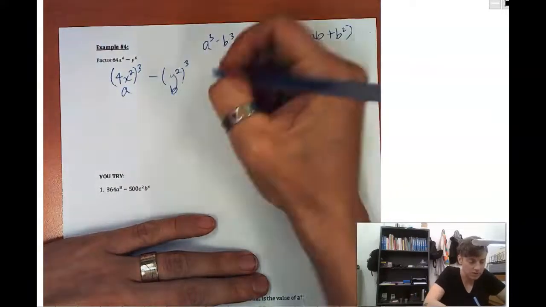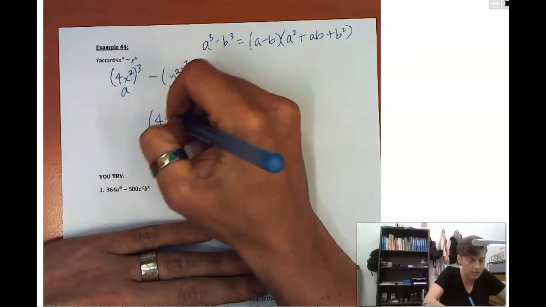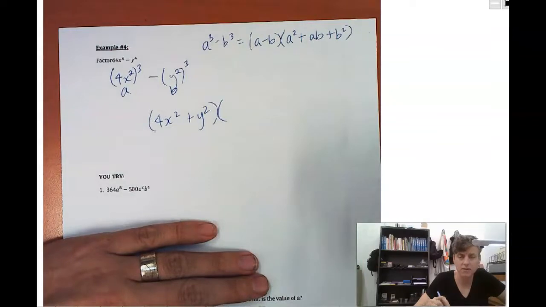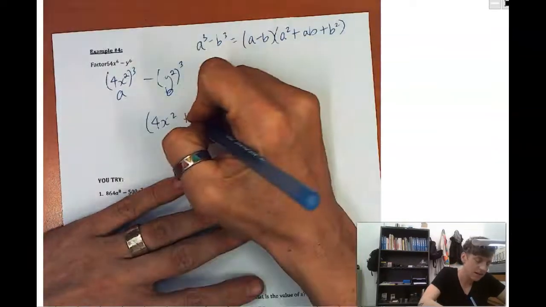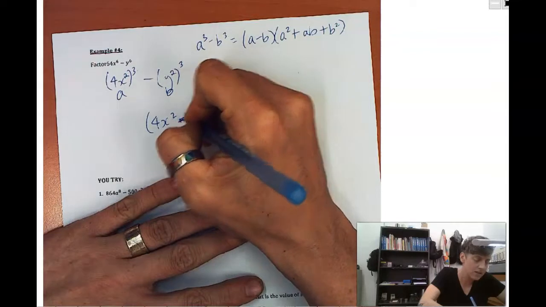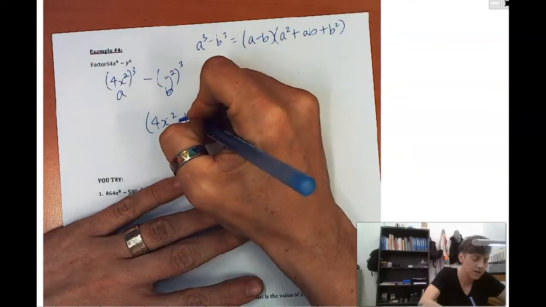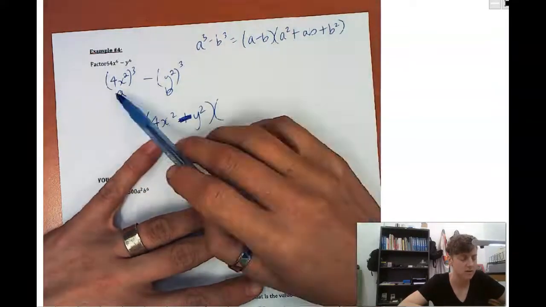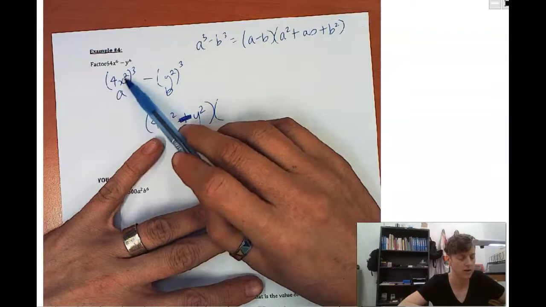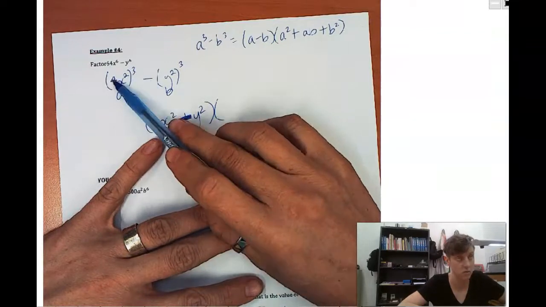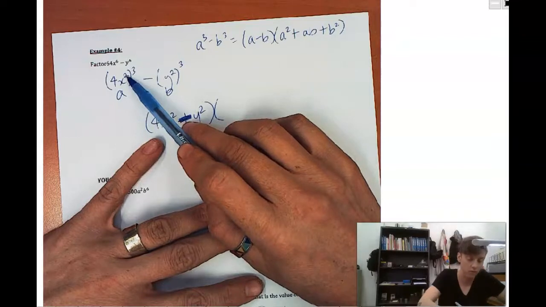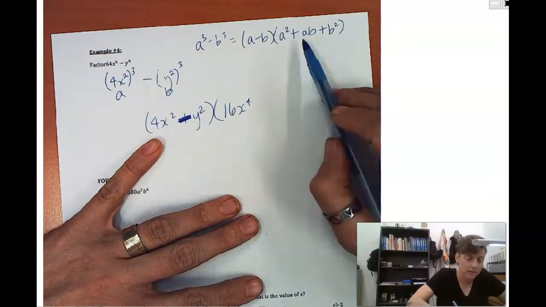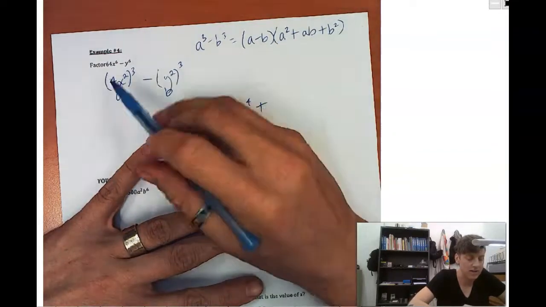So this is going to become 4x squared plus y squared times, why did I put a plus there? It's a minus. Definitely a minus. It's supposed to be a minus. All right, cool. A squared. A is 4x squared. If I square 4x squared, 4 squared is 16. X squared squared is x to the 4th. So this is 16x to the 4th. Plus a times b, 4x squared times y.